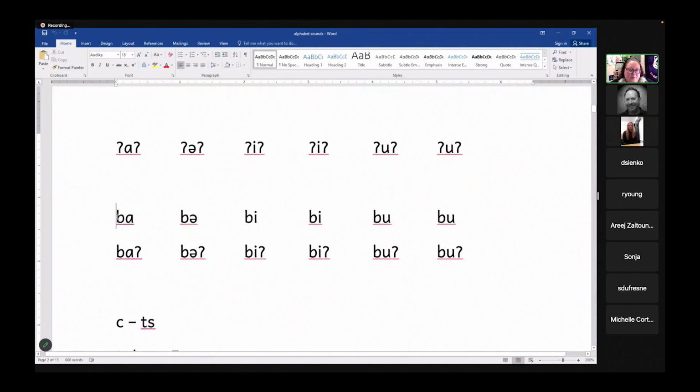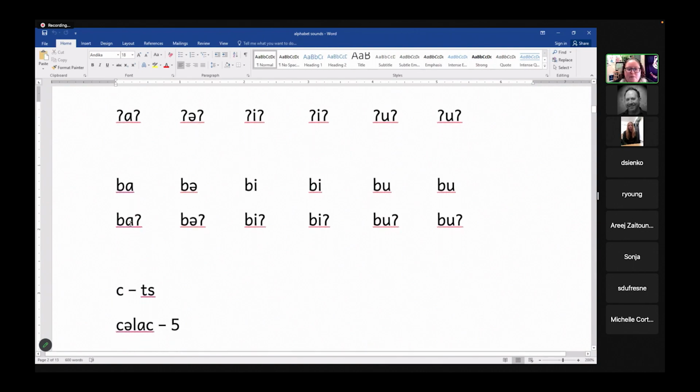Then we have our B, and our B makes the usual B sound. Ba, ba, B, bay, bo, boo. And with the glottal stop, ba, ba, B, bay, bo, boo. Let's do those again. Ba, ba, B, bay, bo, boo.